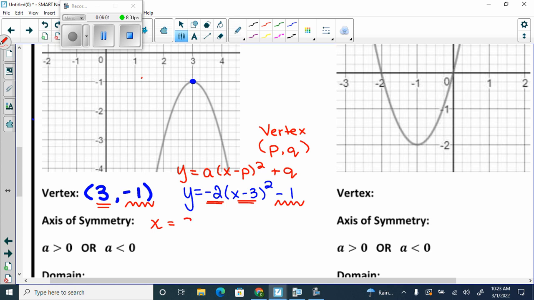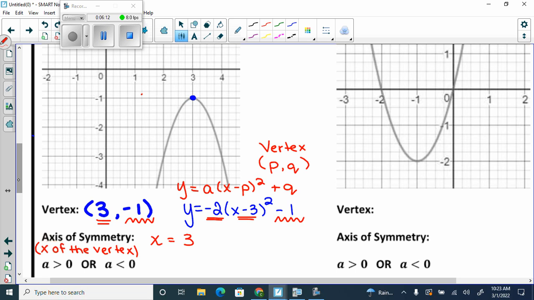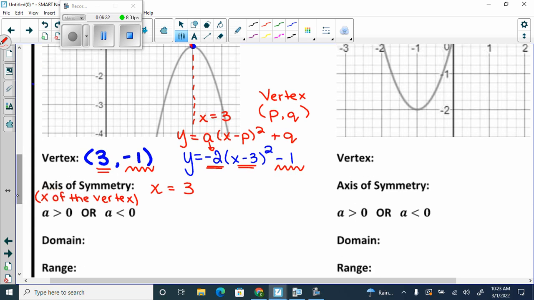3. Because the axis of symmetry, we're going to remind ourselves again, is the x of the vertex. It's the line that cuts the graph in half, right? So in this case, it would be this line, which is x equals 3. Now, is a greater than 0 or a less than 0 on that equation? Your a. Is it greater than 0 or less than 0? It's less than 0. And what does that tell me?